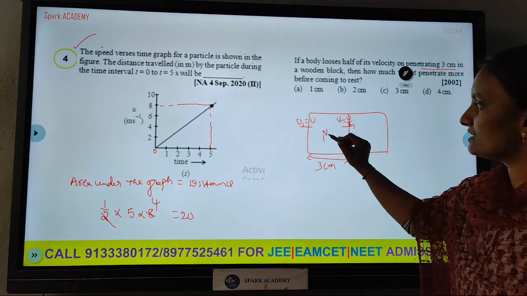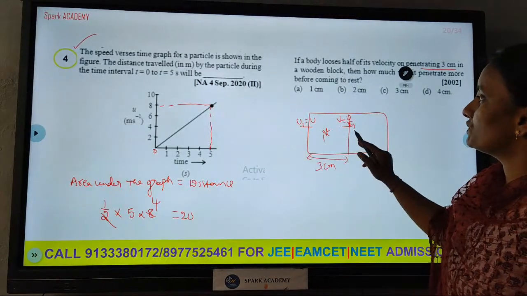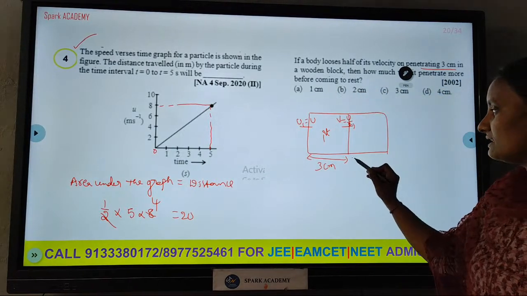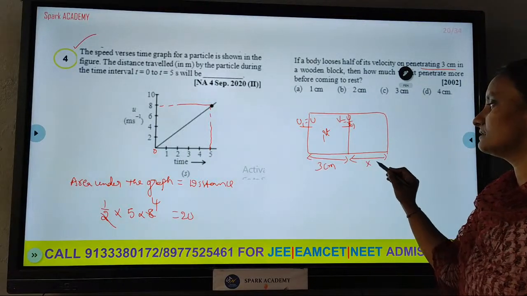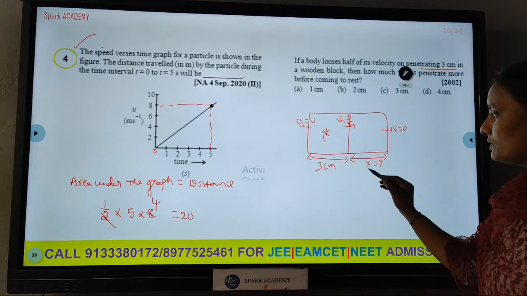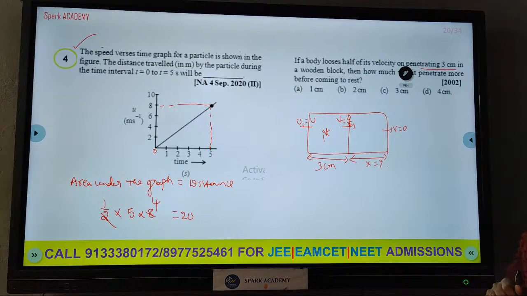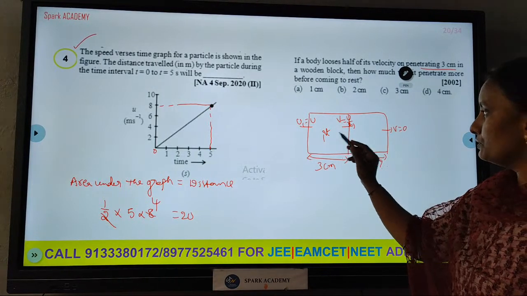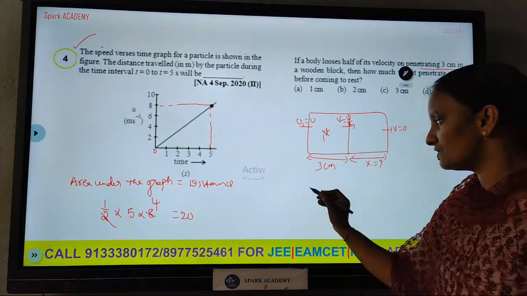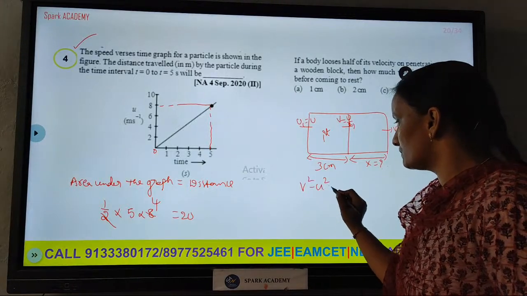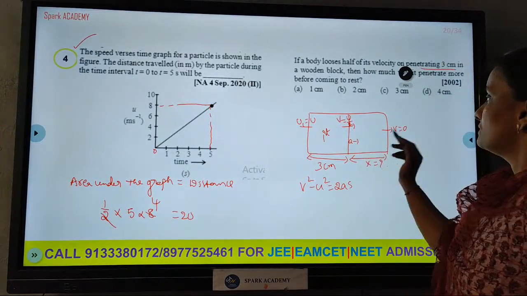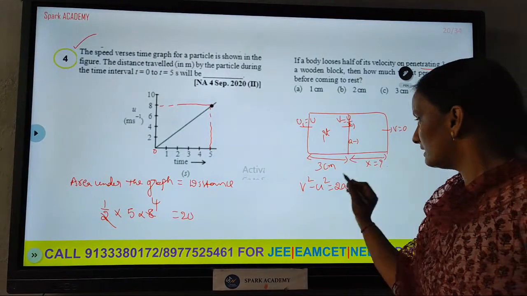So in the first case, we find what the acceleration will be, and they are asking how much more it will penetrate before coming to rest. Let us say the further distance travelled is x, which we have to find. Here it comes to rest. We divide this into two cases: first, with this distance and these initial and final velocities, use the equation v square minus u square is equal to 2as. With that acceleration, finally it comes to rest, and then you can find x.